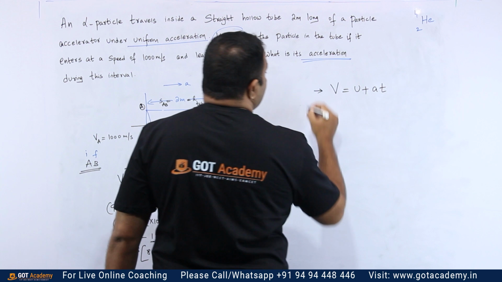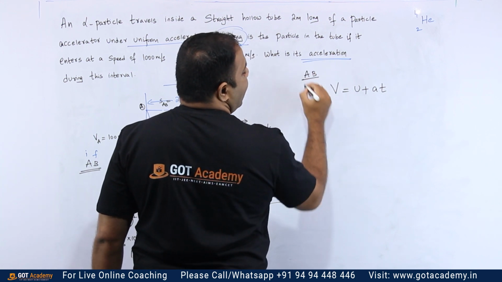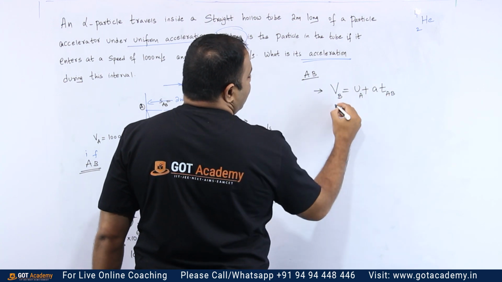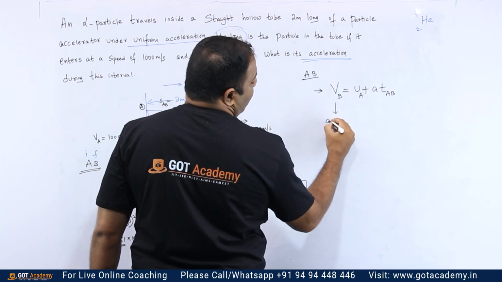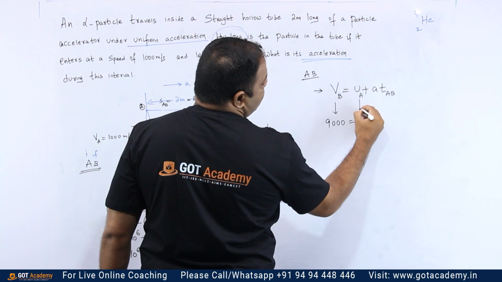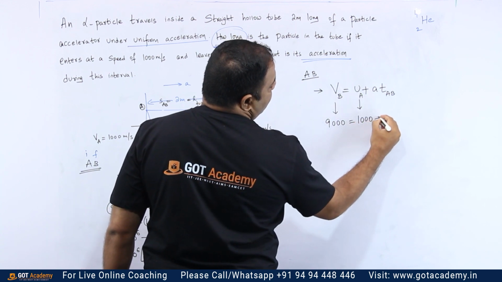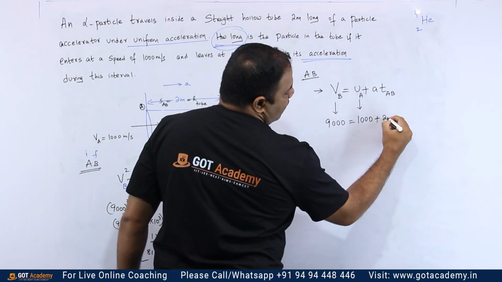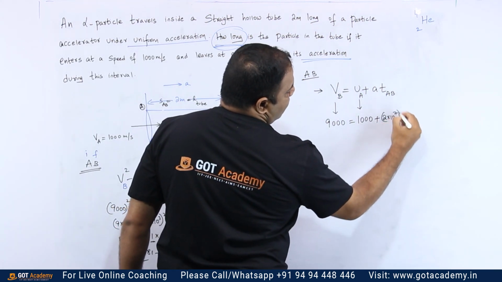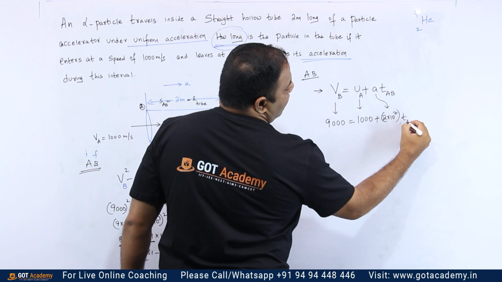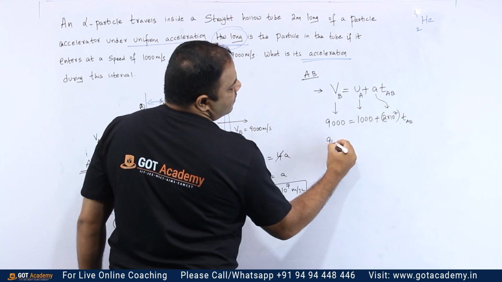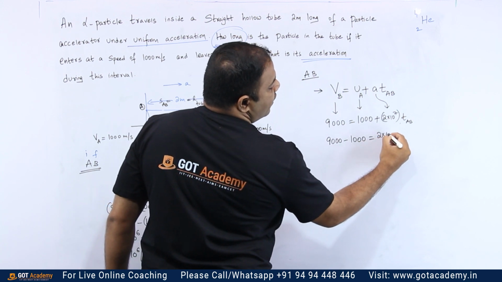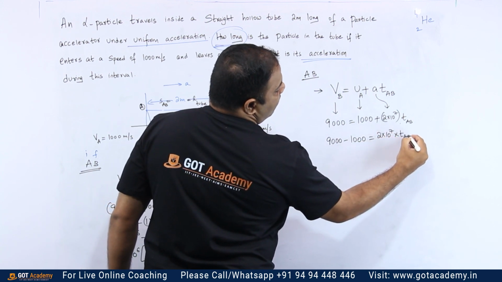Okay, my dear? So the journey starts from A to B. So A is initial and B is final, and the time taken from A to B. It was given that VB is equal to 9000 and the velocity at point A is 1000, and the acceleration we have just now solved, it is 2 into 10 power 7, into time taken from A to B. This 1000 is coming this side. So that is 9000 minus 1000 is equal to 2 into 10 to the power of 7 into time taken from A to B.